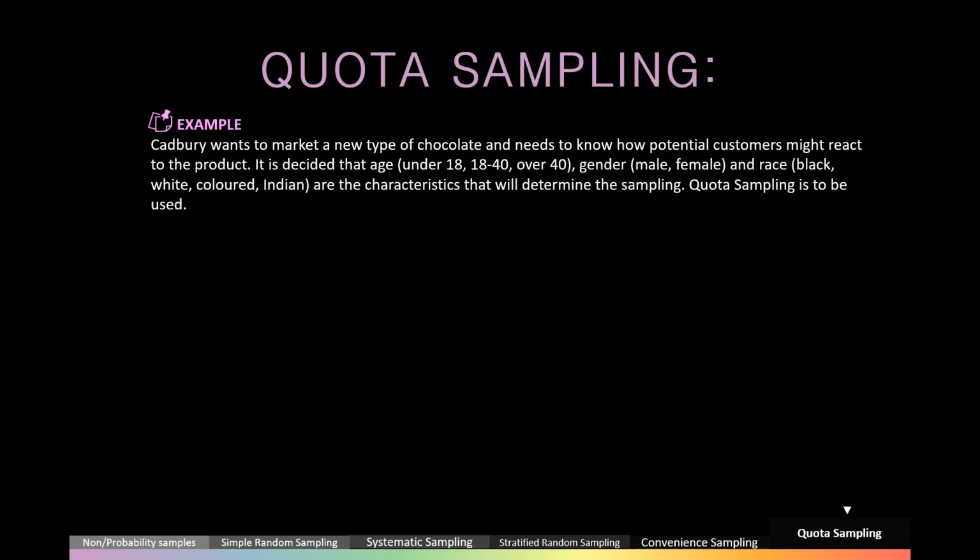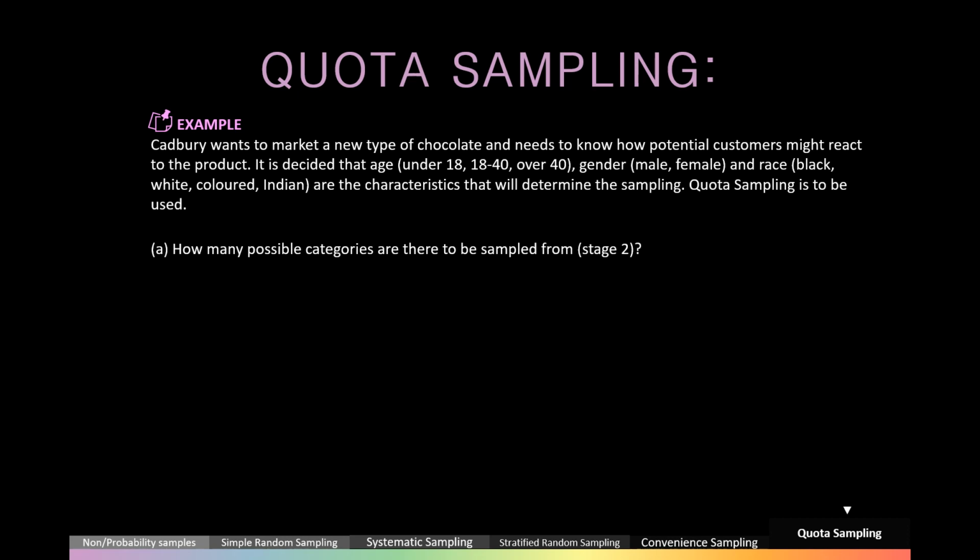So let us say that Cadbury wants to market a new type of chocolate and they want to know how potential customers might react. And it is decided that age, under 18, 18 to 40 and over 40, gender, males and females, race, black, white, colored, and Indian are the characteristics that will determine the sampling. And we're told quota sampling is to be used. The first question is, how many possible categories are there to be sampled from? Now there are 2 ways you can do this.